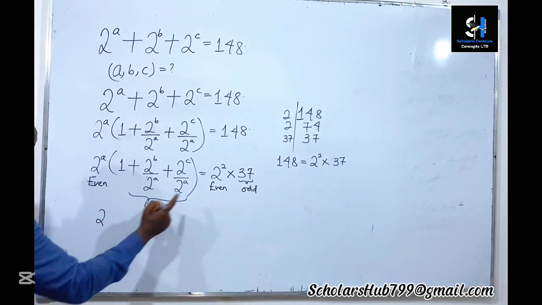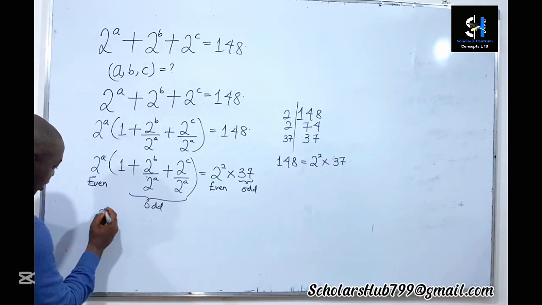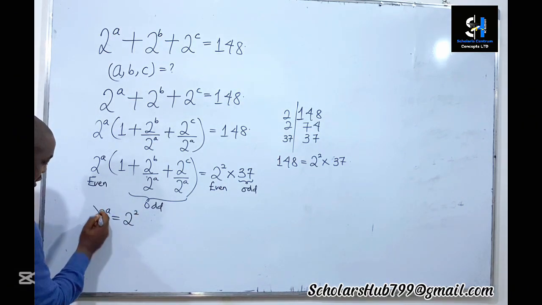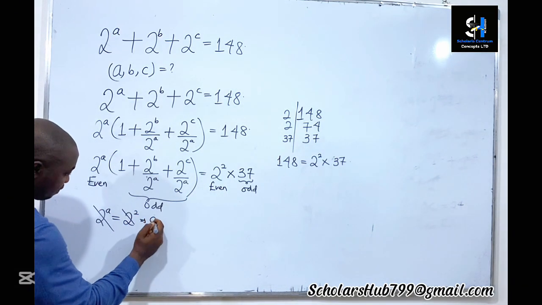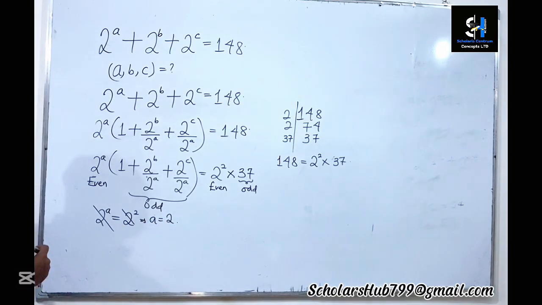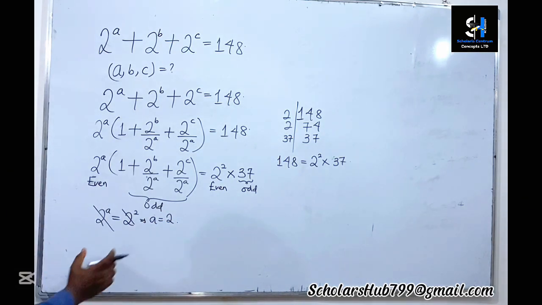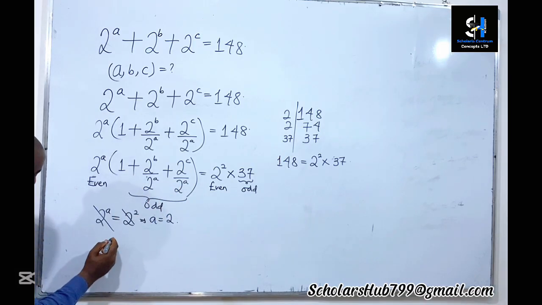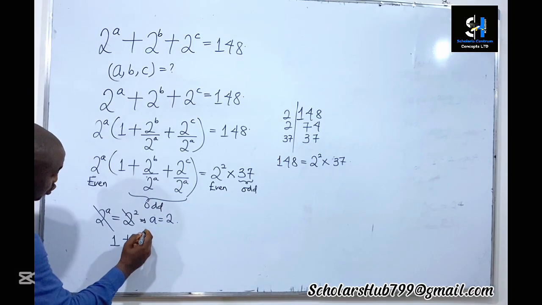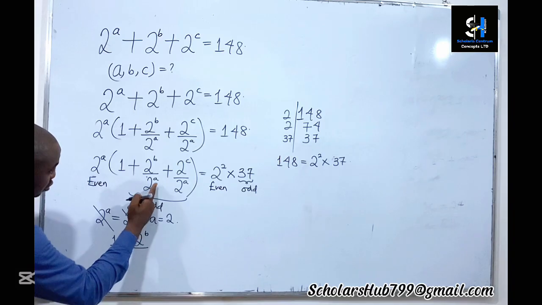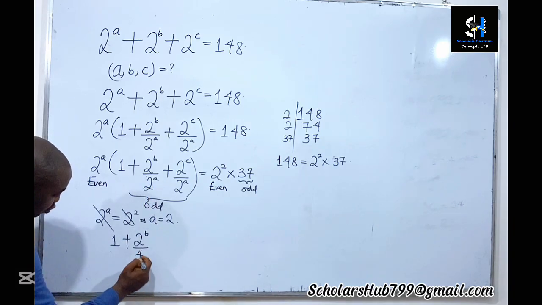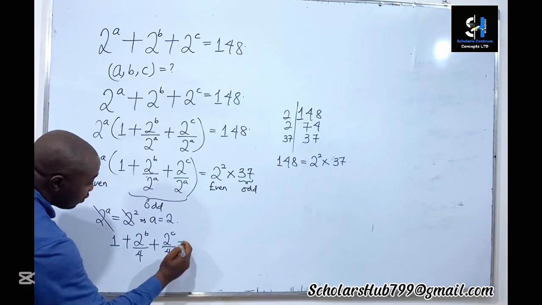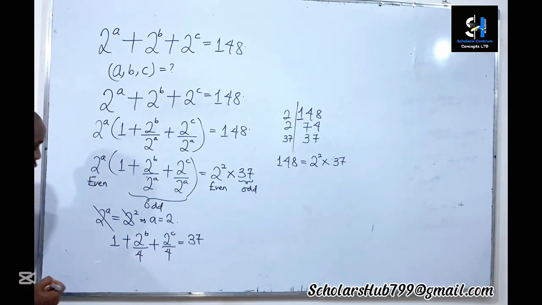So we can then set this equal to this. Even will be equal to even, so 2 to the power of a equals 2 raised to the power of 2. So the value of a would then be equal to 2. That's the value of a. Then we bring down this expression. We have 1 plus 2 to the power of b over, now the value of a is 2, so this will be 4, then plus 2 to the power of c over 4 equals 37.